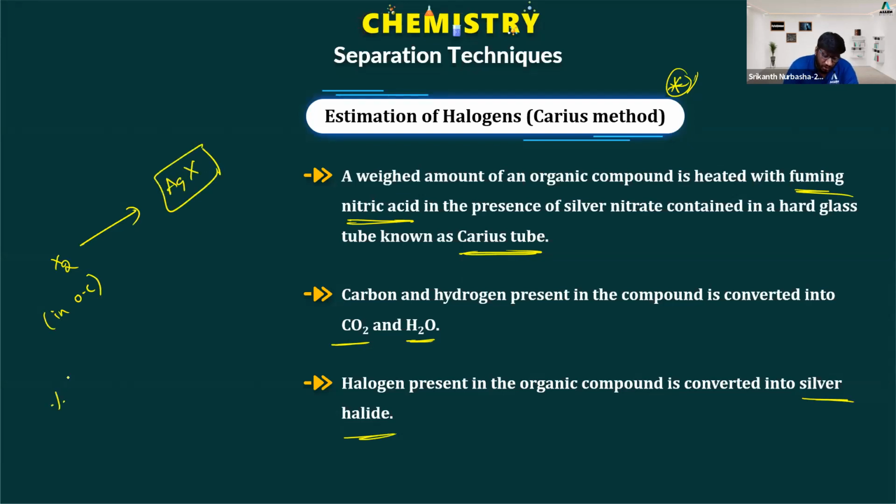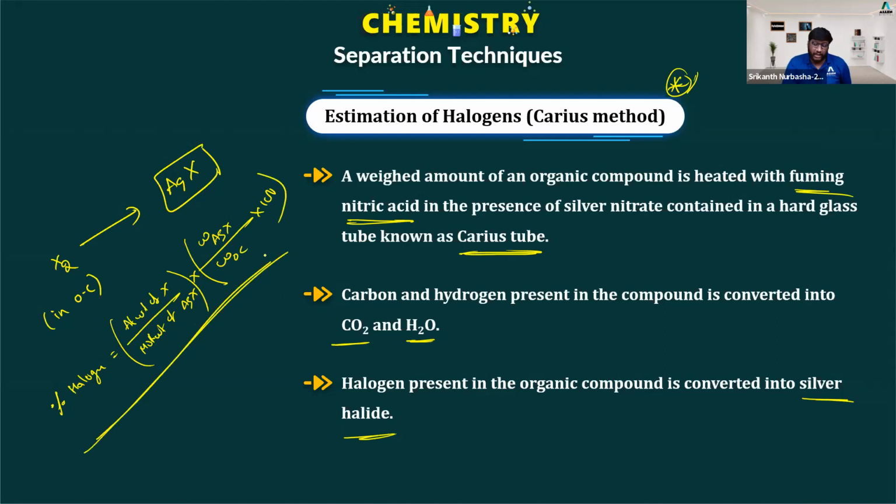Therefore, percentage of a particular halogen can be written as atomic weight of halogen divided by molecular weight of silver halide into weight of silver halide obtained divided by weight of organic compound into 100. That is, atomic weight of X divided by molecular weight of AgX into weight of AgX formed divided by weight of organic compound into 100.